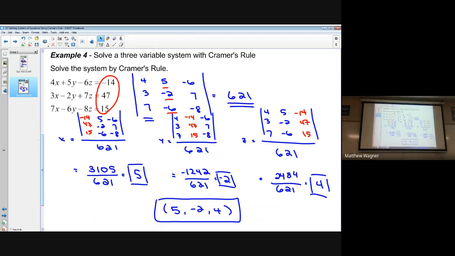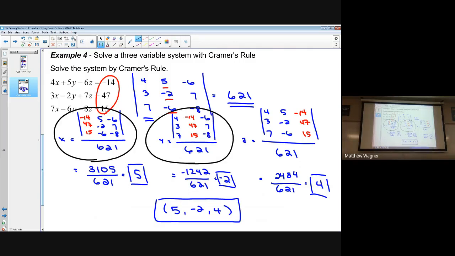Keep in mind throughout your homework, quizzes, and work, this is what I should see on your assignment. So I should be able to see the determinant of your original. I should be able to see the setup for X, Y, and Z, and I should be able to find your answer, okay? What I don't want to see is the answer 5, -2, 4 with no work. If it says solving with Cramer's rule, I should be able to see you know how to find each variable using Cramer's rule, right?